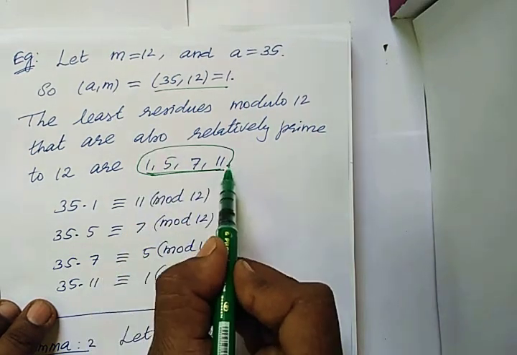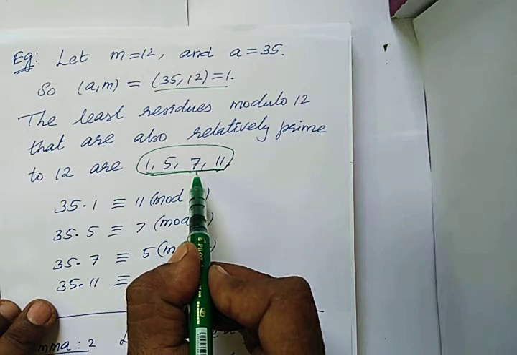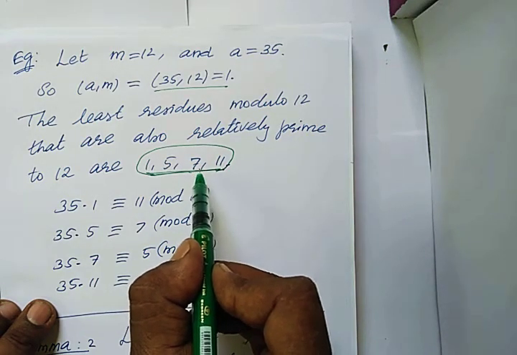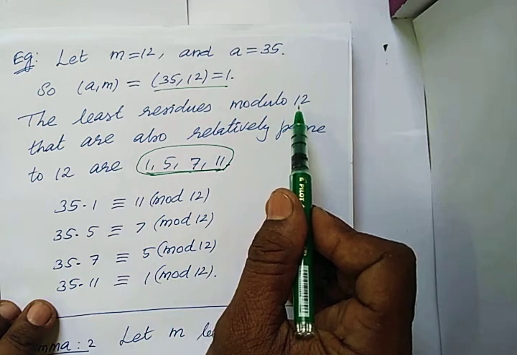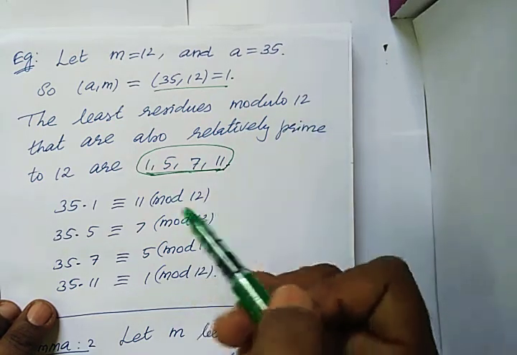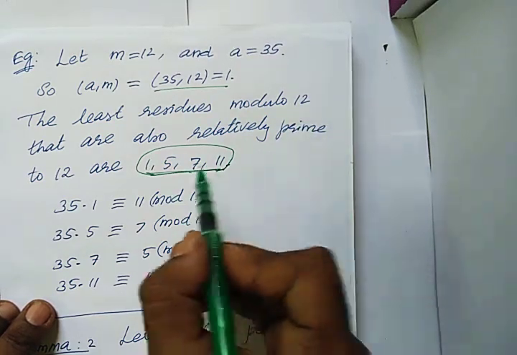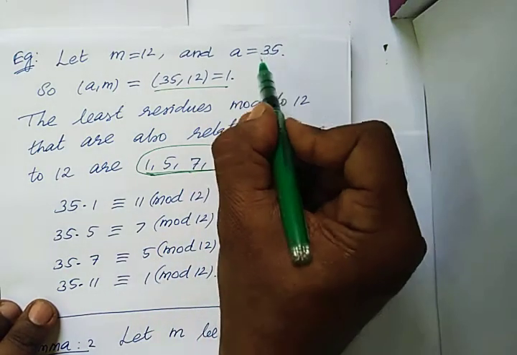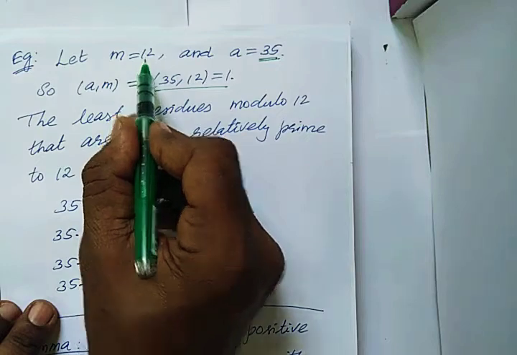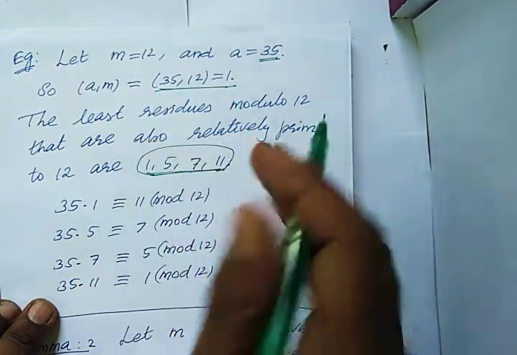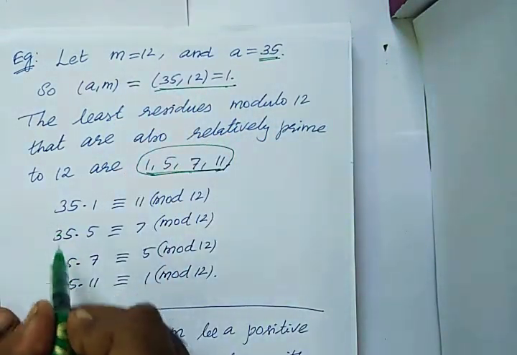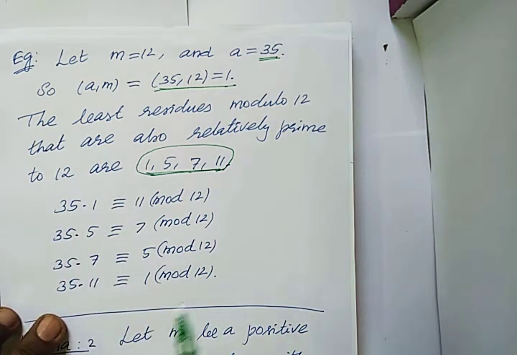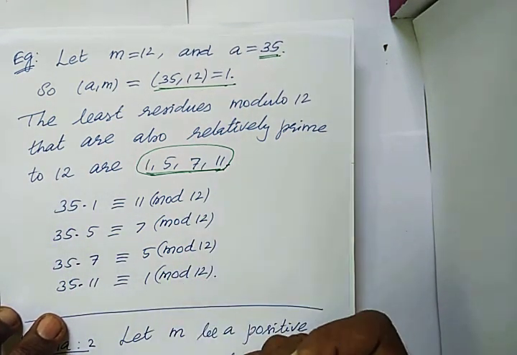What is this one? These are the elements of U of 12. These are the numbers which are relatively prime to 12 and less than or equal to 12. Okay, and also positive integers. See here, 35 is relatively prime to 12. Let it be 35. I have written 35 here, mod 12 only.